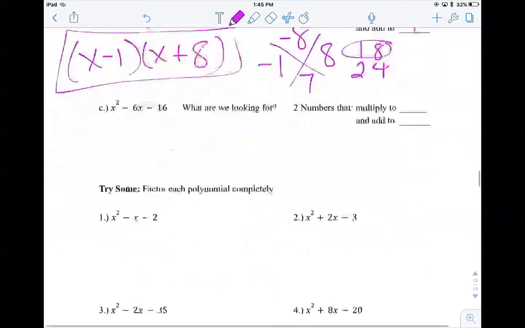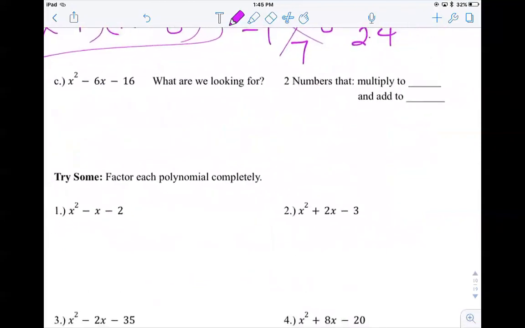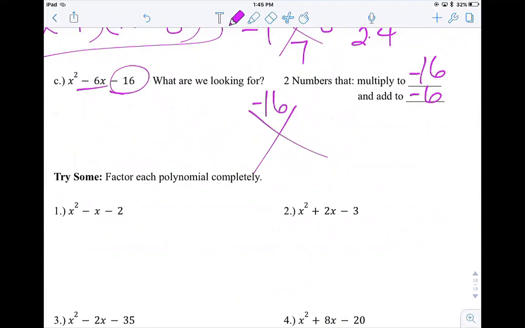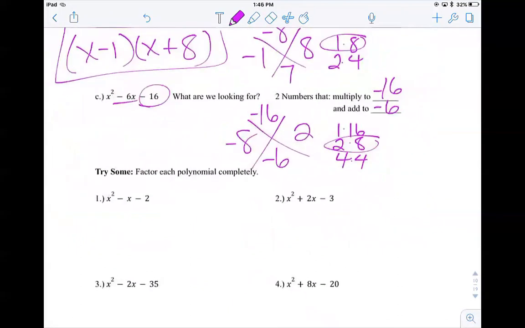All right, the last one we're looking at is letter C. So we need two numbers that multiply to give us -16, but add to give us -6. So again, I'm thinking of my different factors. I have 1 and 16, 2 and 8, 4 and 4. Well, 8 and 2 would work. And one of them's got to be negative. And since they need to add up to be -6, I'm going to make my 8 be the negative. -8 and 2 multiply to make -16. -8 and 2 add up to give me -6. So I'll have (x - 8) and (x + 2).